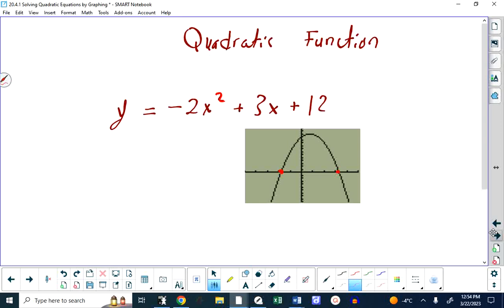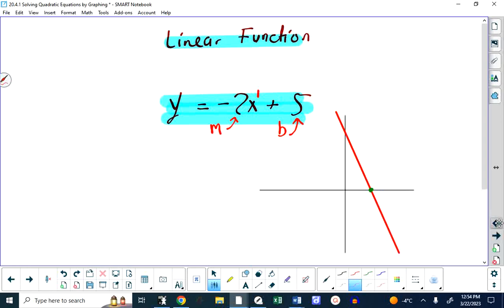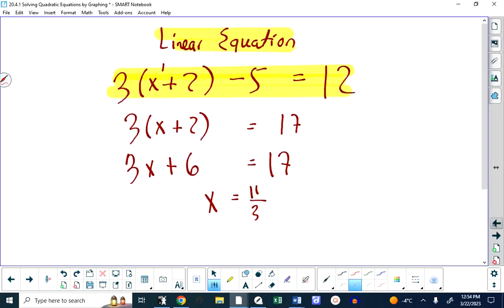Now, a linear function has to have one x-intercept. You cannot have a linear function unless it crosses the x-axis. Okay? But here's a point I want to make right now before we finally get started with the lesson. This linear function has to have one x-intercept. A linear equation has to have one solution. There's one exception to that, but I don't want to confuse you with it.